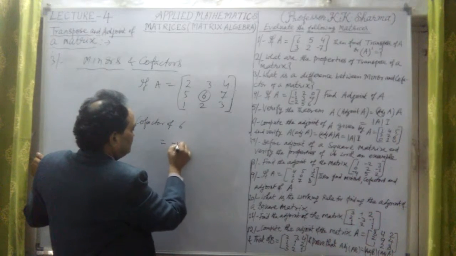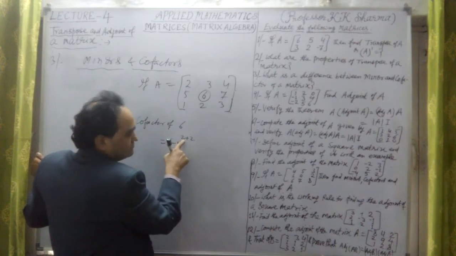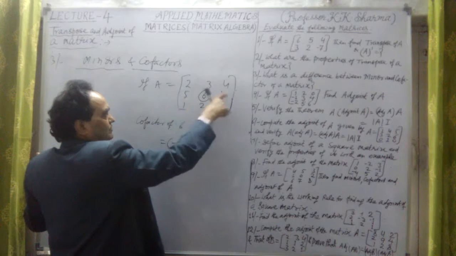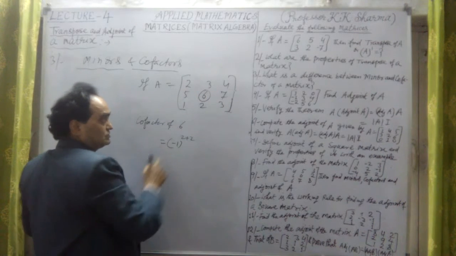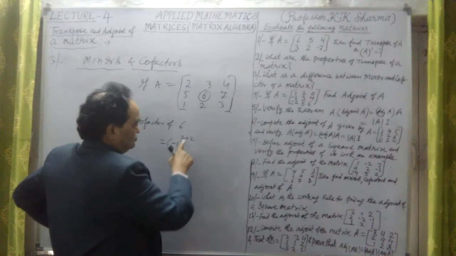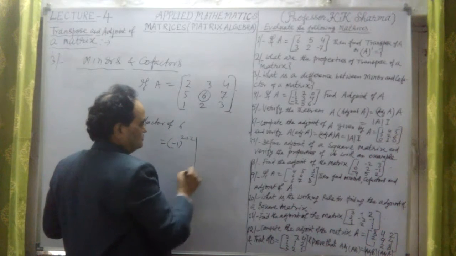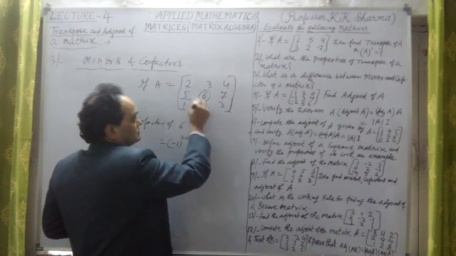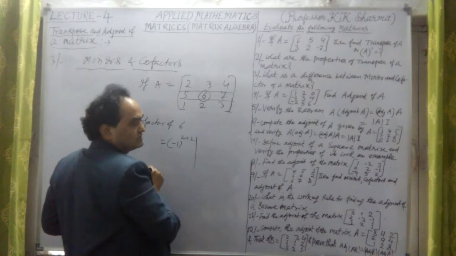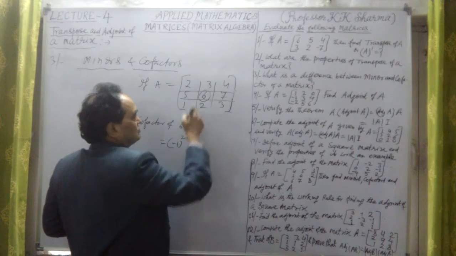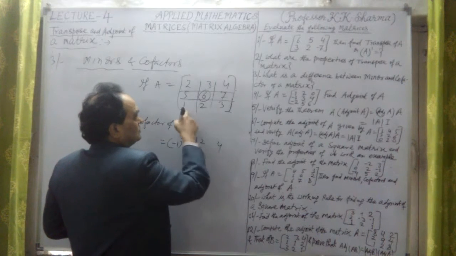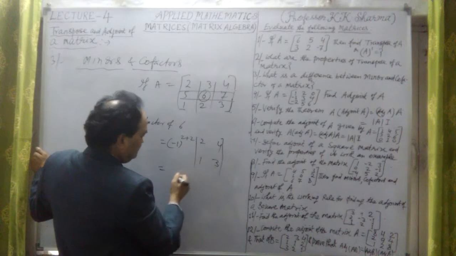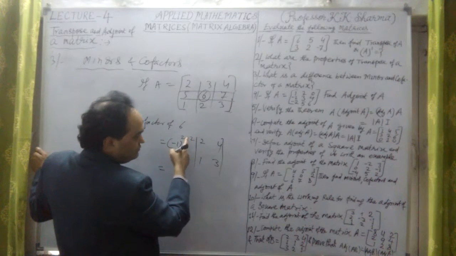So it means this will be minus 1 to the power 2 plus 2, second row, second column. Here are the first row, second row, third row. So 6 is lying in the second row and second column. 2 plus 2 into the determinant value of the remaining minor of 6. Removing the row and column in which 6 is lying, the remaining values are 2 4, 1 3. It will be 3 into 6 minus 4, and minus 1 to the power 4.